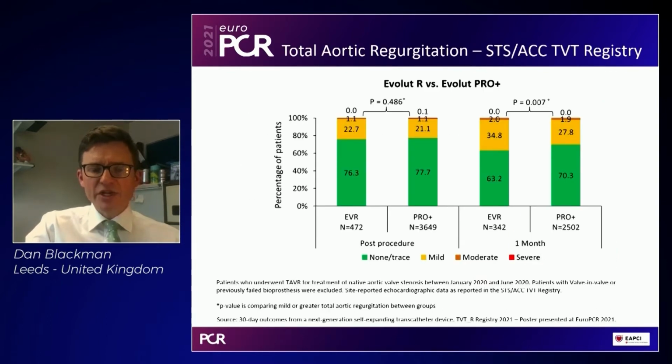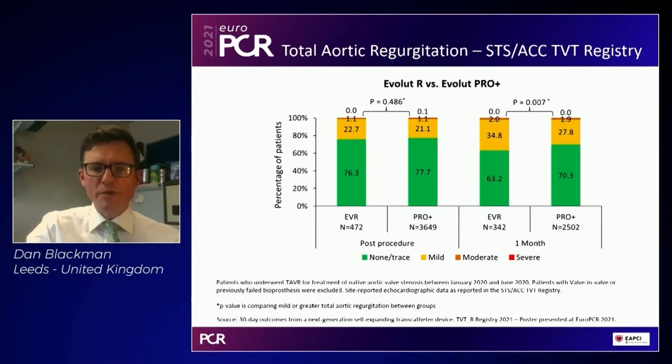We already have data, and these are being presented at this conference for the first time and are available for you online from the TVT registry, showing that this pericardial external wrap does translate to reduced PVL. These data are across all valve sizes from the US TVT registry, where the Pro Plus system has been available for some time.